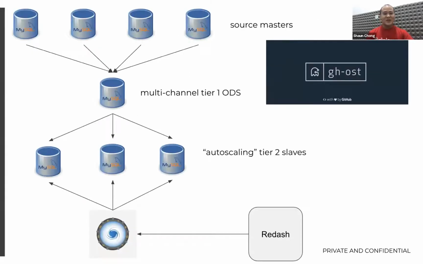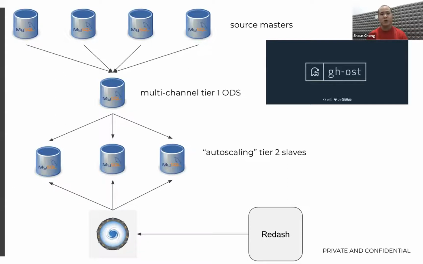So this is what we tried to do to solve that problem. We had multiple masters as a source. You can think of them as individual nodes from multiple Galera clusters. And we ran a multi-channel slave below that layer. That's our tier 1 operational data store. Basically, we're just merging data from multiple sources into one database, right?